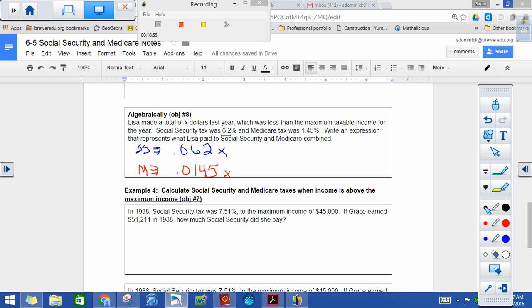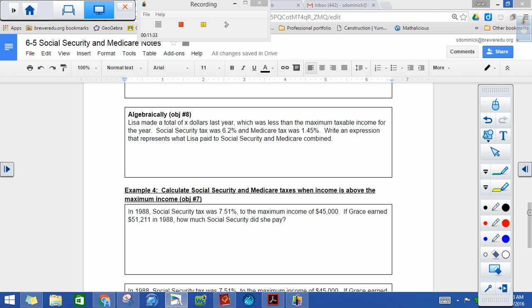Our very last step that we did before was we added them up. So if I add these things up, I'm going to get 0.0765 X. So that year, if you were looking at someone's income and you wanted to figure out both, and they made below the maximum taxable income, you could just plug their income in there and be done. That's why they have you do this algebraically, to try and find some quick solutions.